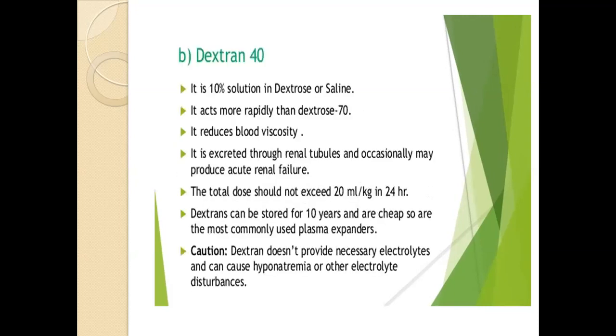So Dextran 40 is a 10% solution in dextrose or saline. It acts more rapidly than Dextran 70. It reduces blood viscosity. It is excreted through renal tubules and occasionally may produce acute renal failure. The total dose should not exceed 20 ml per kg in 24 hours. Dextran can be stored for 10 years and is cheap, so these are the most commonly used plasma expanders.